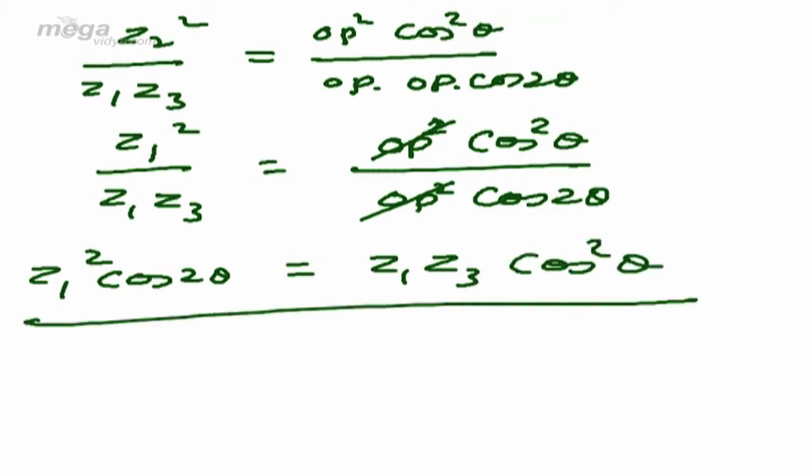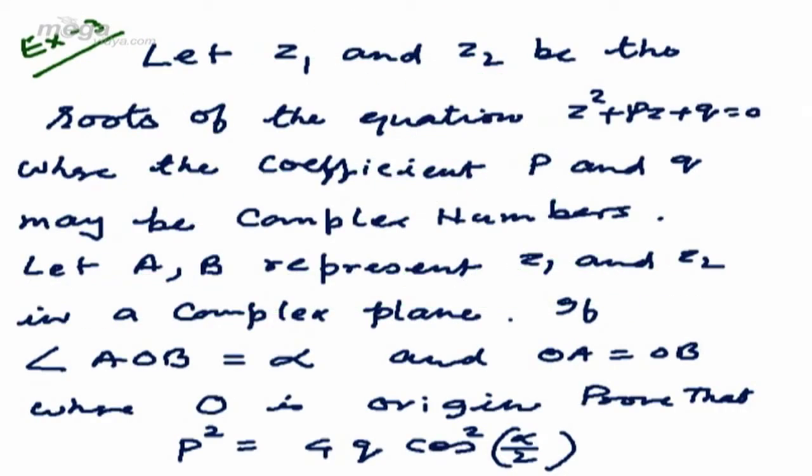Let us come to the third example based on the rotation of the complex numbers. Let Z1 and Z2 be the roots of the equation Z square plus PZ plus Q is equal to 0, where the coefficients P and Q may be complex numbers. And let A and B represent Z1 and Z2 in the complex plane, and if angle AOB is equal to alpha and OA is equal to OB, where O is the origin, then prove that P square is equal to 4Q cos square alpha by 2. Now let us come to the solution.